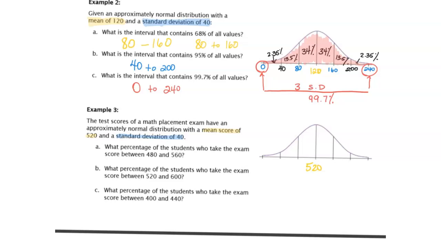So that means that we're going to be adding and subtracting our 40s. So to the right, we'll add 40. We'll land at 560. Add 40 again. We'll be at 600. And then add 40 again. And we'll land at 640. Going to the left, we are subtracting 40. So therefore, we are at 480. Subtract 40. We're at 440. And subtract 40 again. We land at 400.